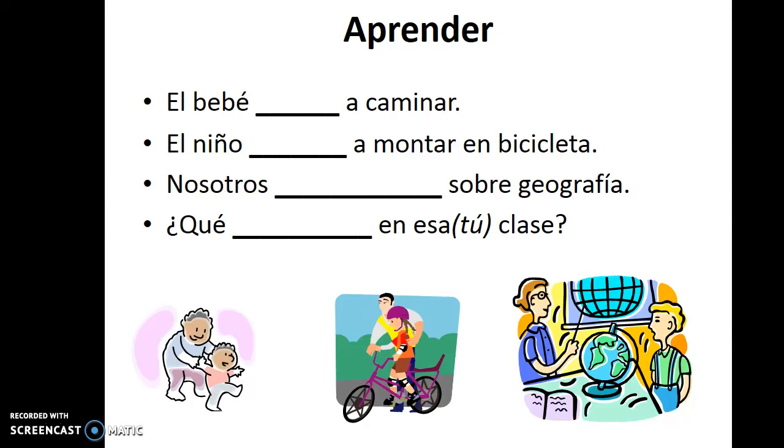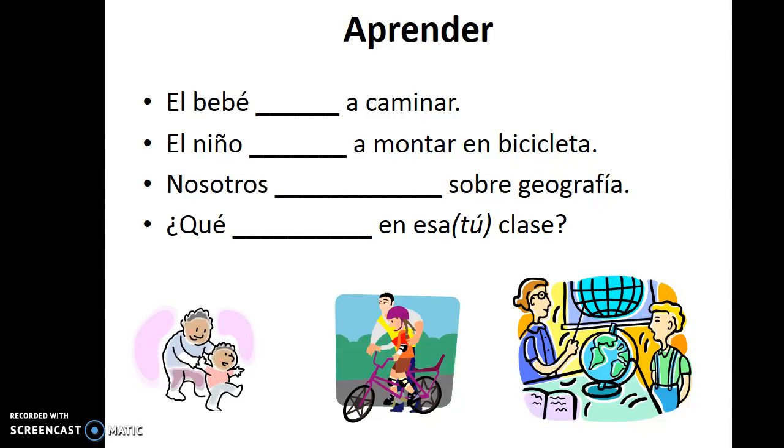Our third one down, nosotros, sobre geografía. So we learn about geography. What do you remember about nosotros? They always will end with mos. Okay, so nosotros aprendemos sobre geografía.